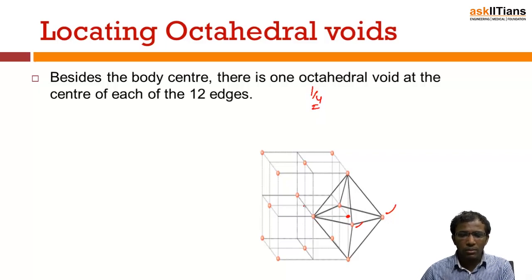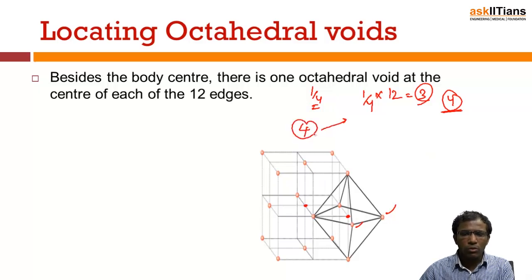The one which is at the body center belongs entirely to the unit cell. So total we have how many? 1/4 into 12, which is equal to 3. These are the edge centers, and one at the body center. So total we have 4 octahedral voids, right? In CCP we have 4 atoms. So if the number of close packed atoms is 4, then octahedral voids will be 4 and tetrahedral voids will be 8. The 8 tetrahedral voids we have already seen.